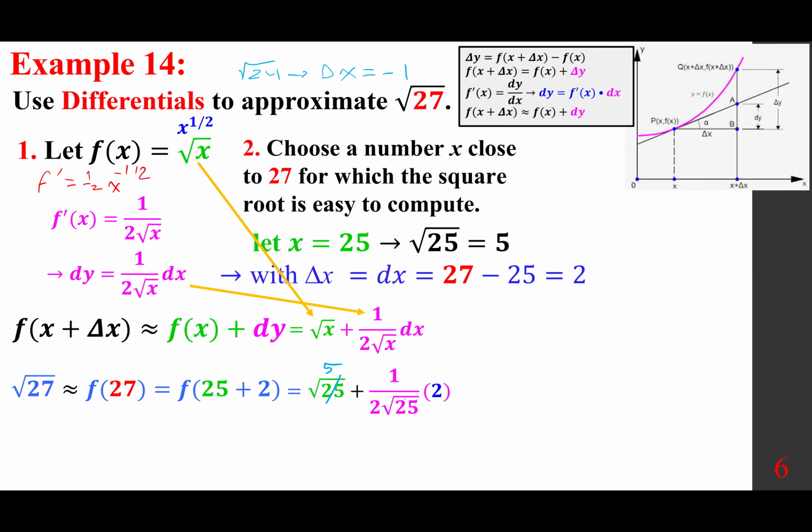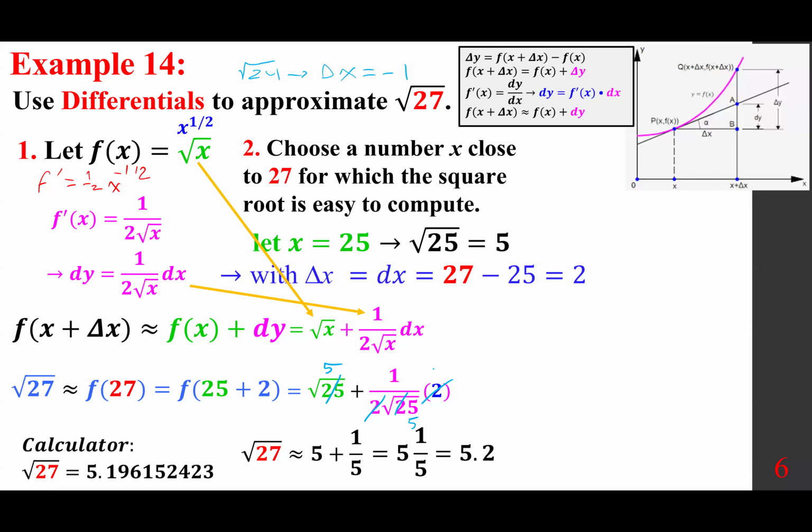When we do that, this gives you 5. This gives you 5. These two cancel each other. And we get 5 plus 1/5, or 5 and 1/5, or 5.2. Now I'm setting it up with a decimal representation. Also, now I'm going to use a calculator because of the comparison.